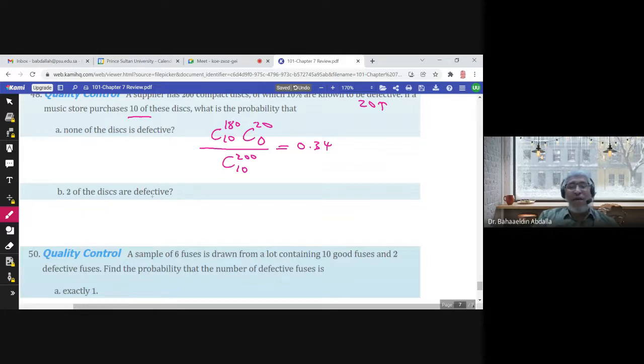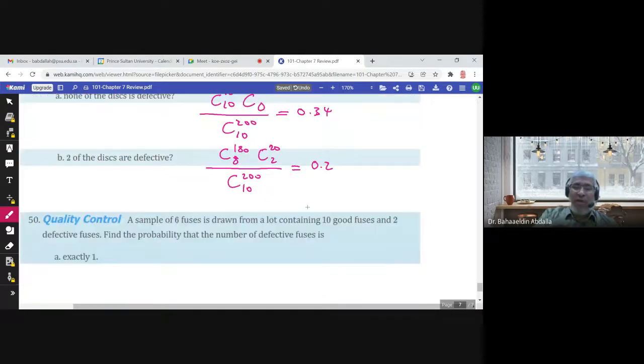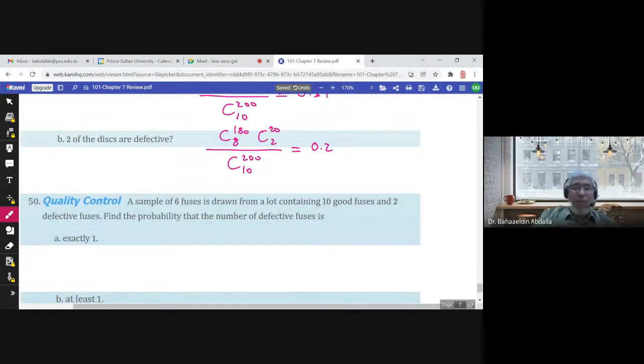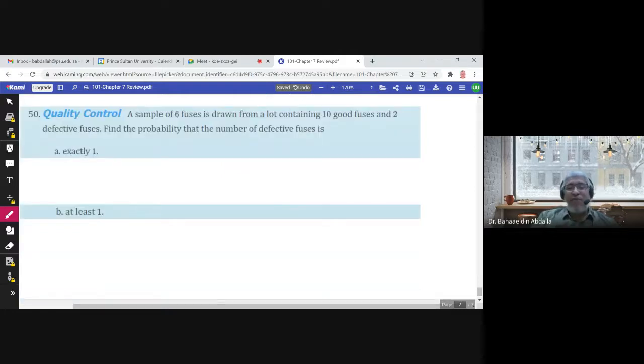2 of the disks are defective. Okay, so I am selecting 10, but this time I need 2 of them defective, so 8 will not be defective, and multiply, and the answer approximated to 1 decimal is 0.2.